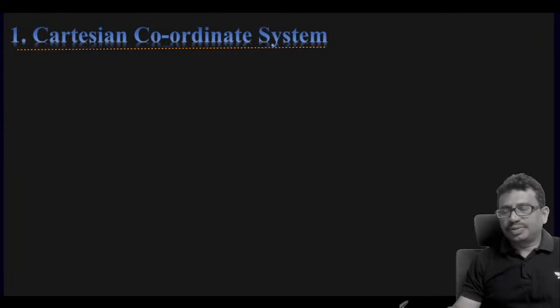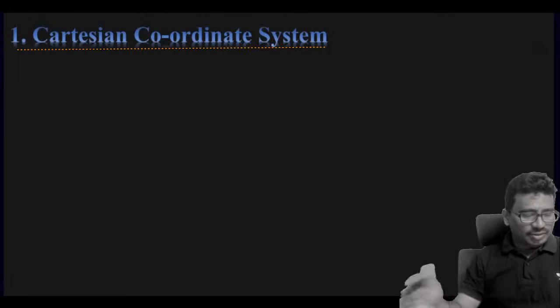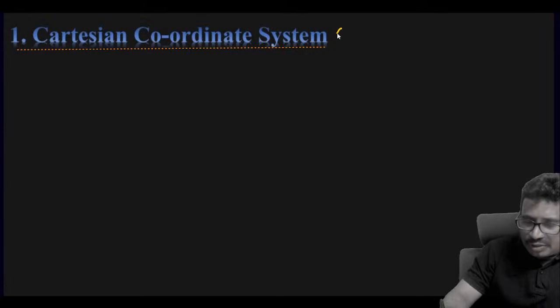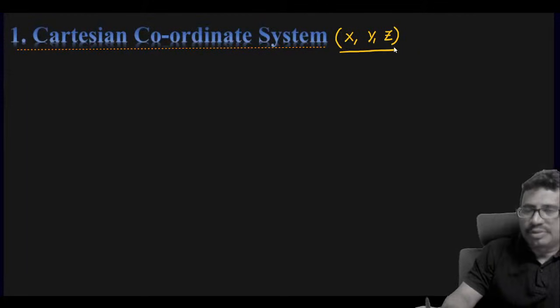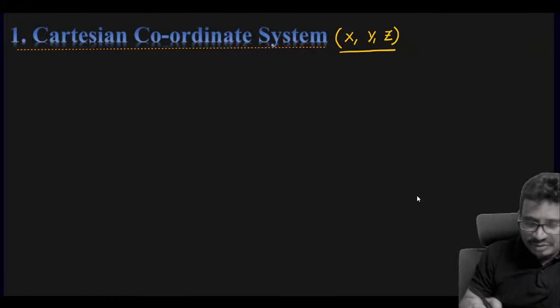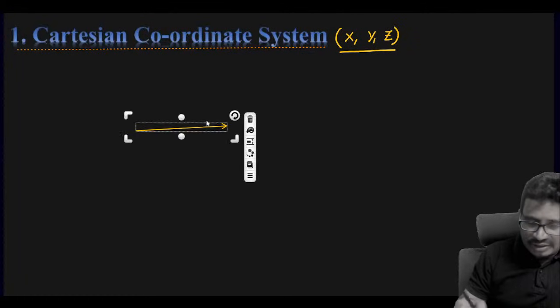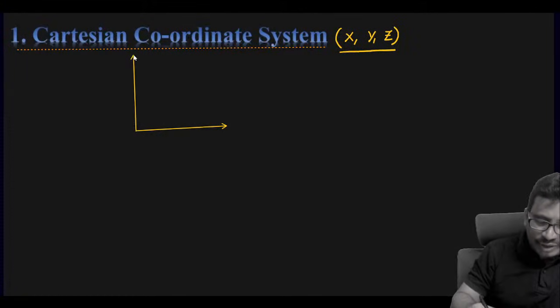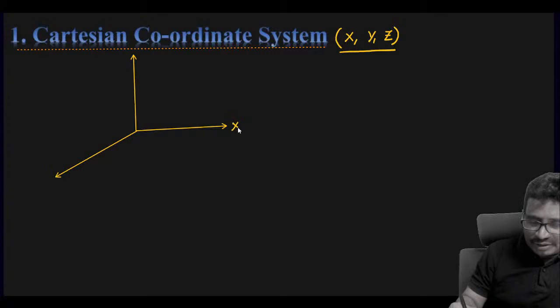Cartesian coordinate system. In the Cartesian coordinate system, the coordinate axes are x, y, z. Here we have taken these axes: this is the x axis, this is the y axis, and this is the z axis. I am considering the origin here.